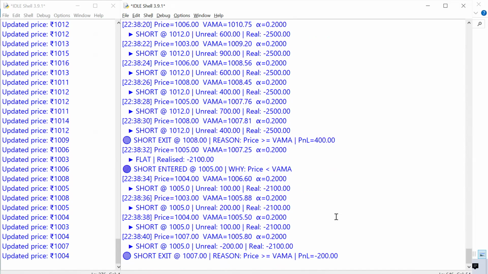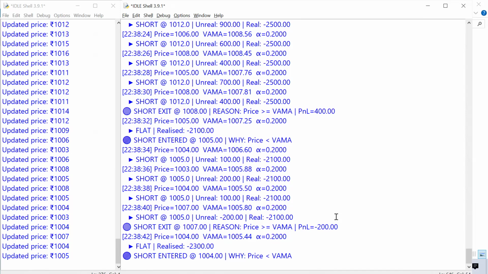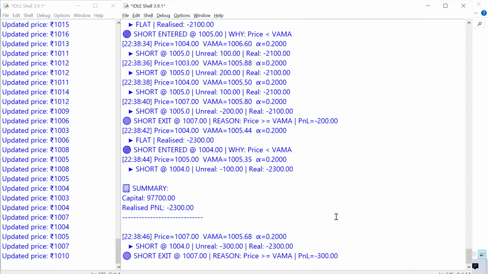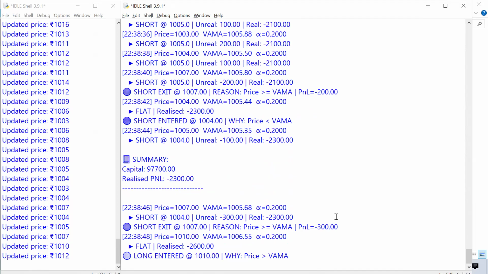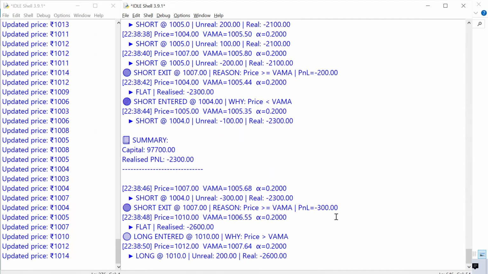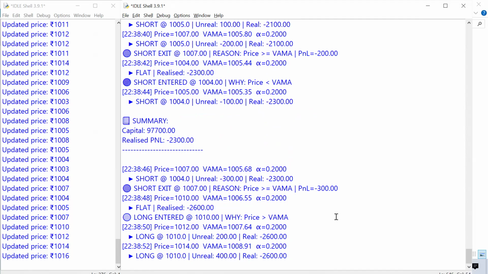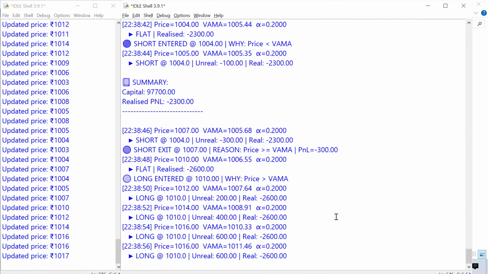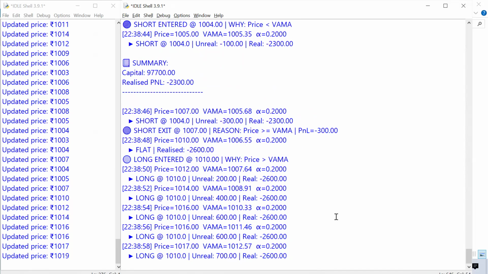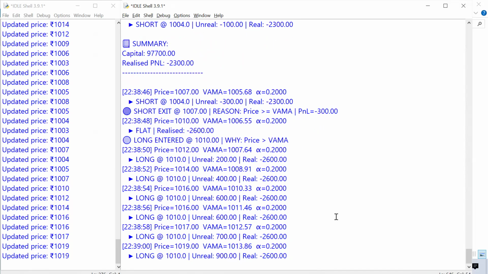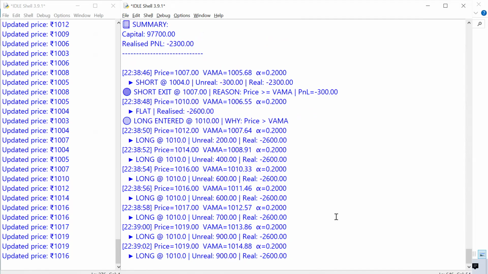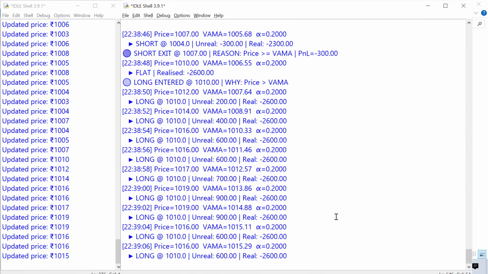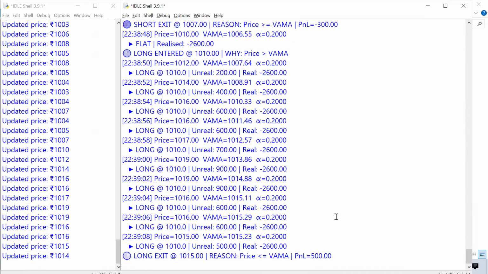So you need to keep on running this. Just a small change you can do in the algo, that if there's a big good profit coming, you must book that. See here, we got one long entry at 1010. We are running our profit because the value is above the VAMA. Okay, value is below the VAMA, it's going to exit now.